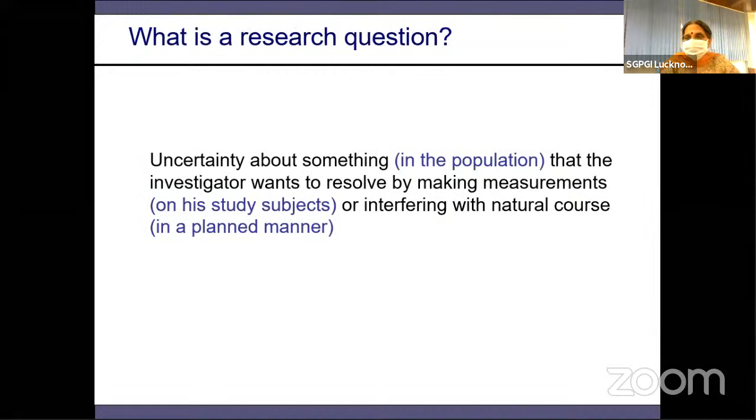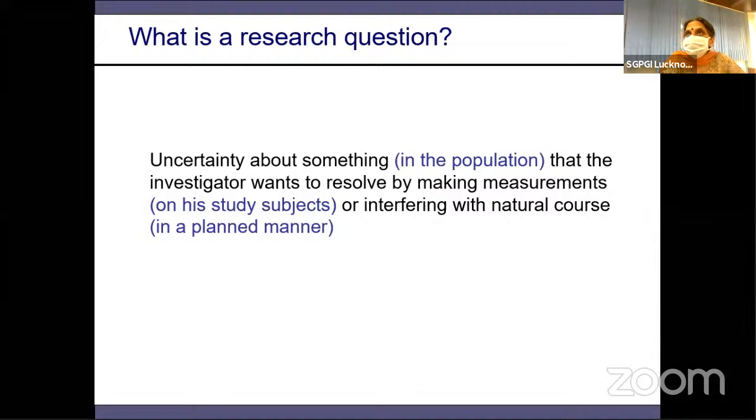So what is a research question? A research question is nothing but an uncertainty about something that we're not sure about, actually, in the population, because whenever we talk of the whole population, that the investigator wants to resolve by making measurements or some study on the study subjects, either by just seeing them, like we do in an observational study, or we interfere with the natural course, like you do an interventional study.